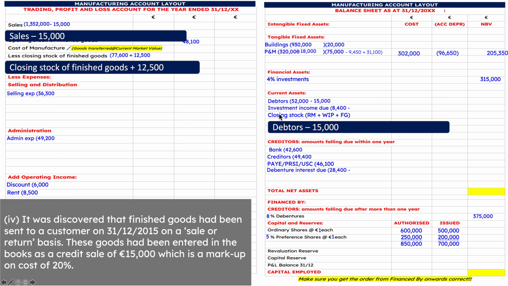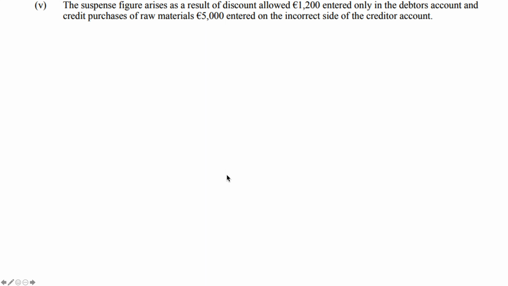And then obviously that closing stock will be affected down here as well. But down here, just put whatever your final figures are, whenever you've finished the question, of all the 3 types of closing stock into here. Okay, that is adjustment number 4 done.